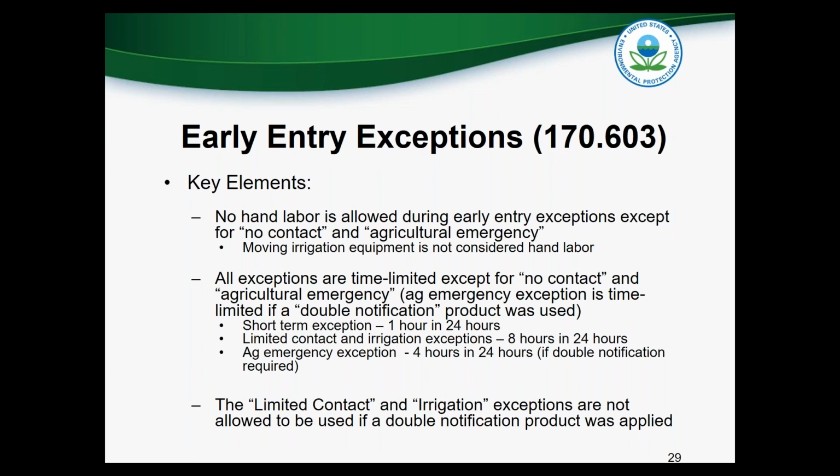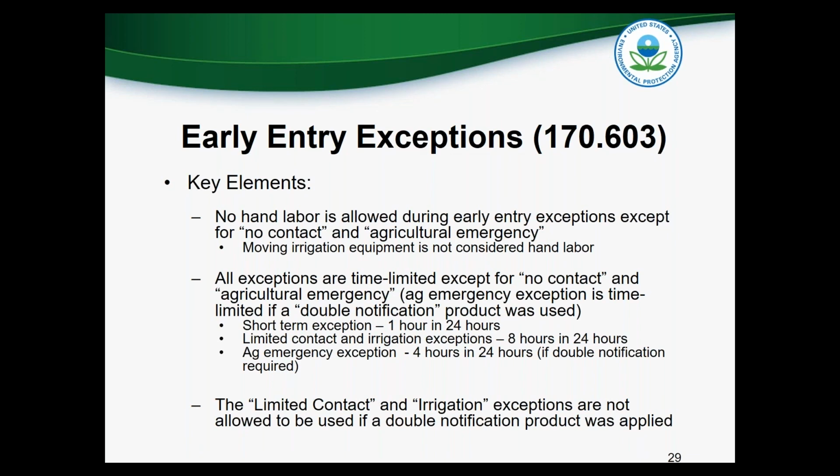The only time that you can do an actual hand labor activity is during the agricultural emergency exception, because they're allowed to go in and do things to prevent an agricultural emergency from happening. So that's the one exception where, during early entry, they can actually go in and do some sort of hand labor.